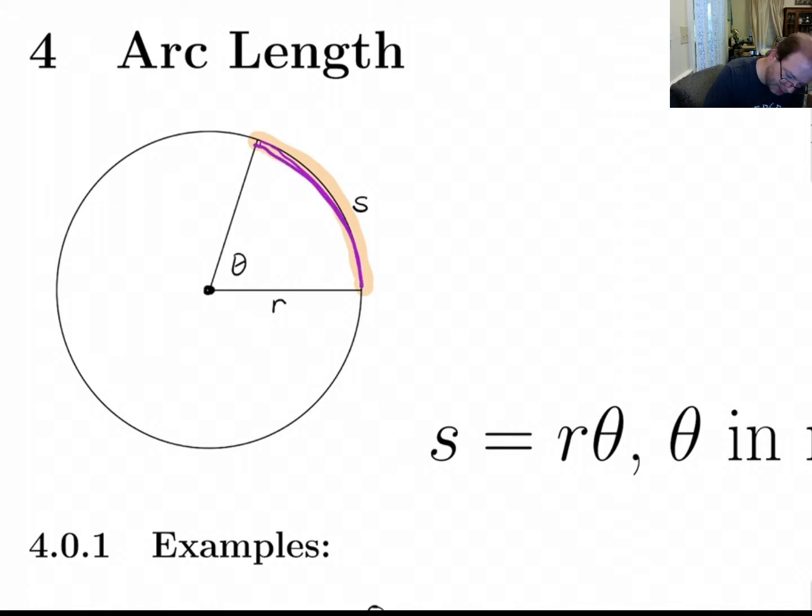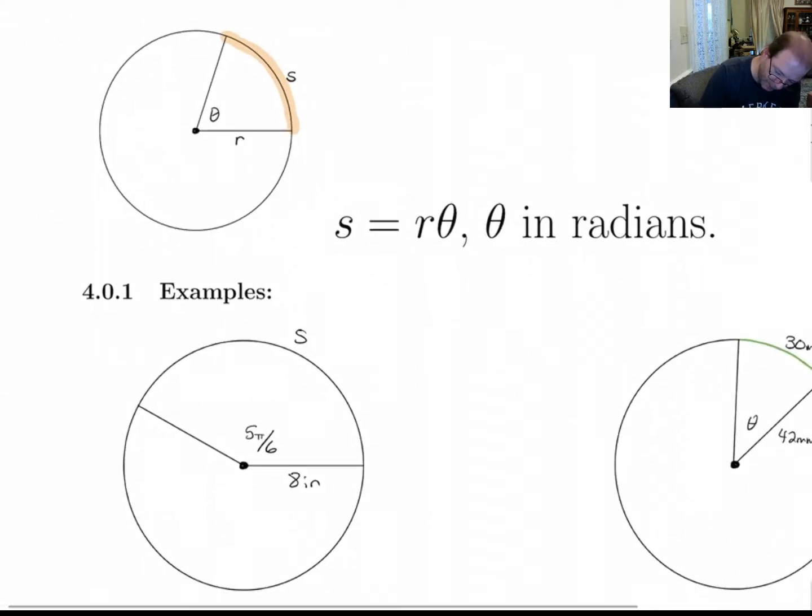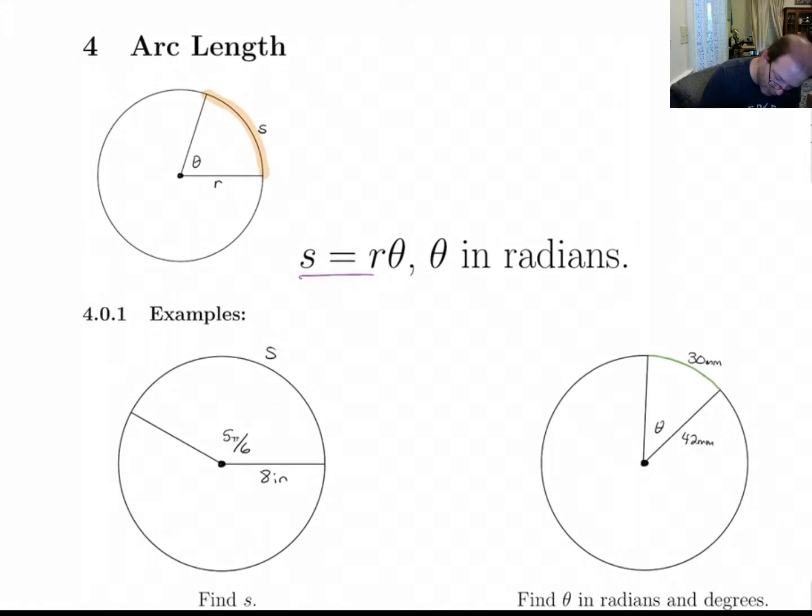Now I've got it listed here as s, and that's typically the variable that's used for talking about arc length. Same way r is used for radius, theta is used for angles. You tend to use s for arc length. And here's the formula for it. S is equal to r times theta when theta is in radians.